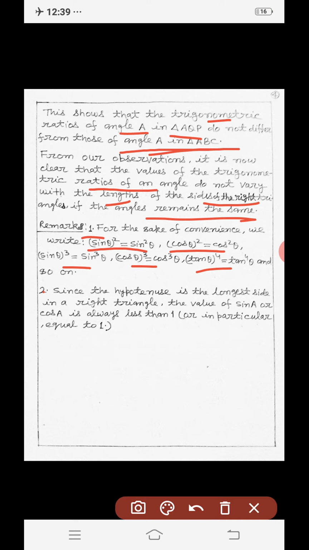Second, since the hypotenuse is the longest side in a right triangle, the value of sin A or cos A is always less than 1, or in particular equal to 1, means sin theta and cos theta are less than or equal to 1.